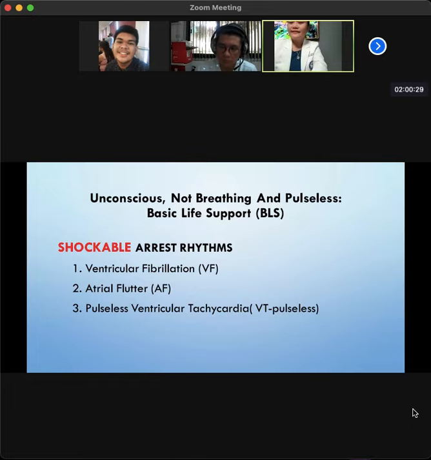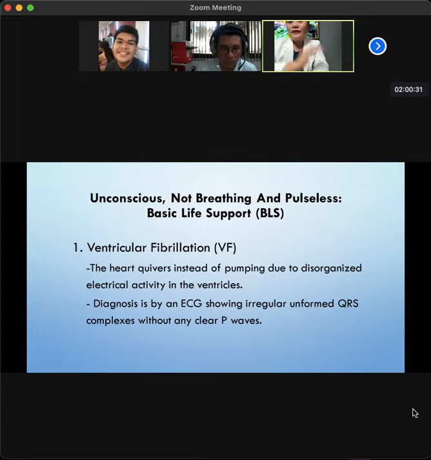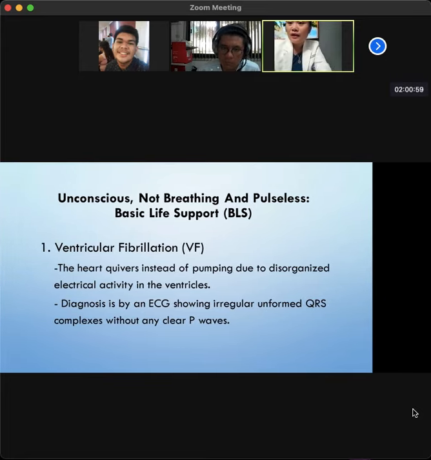Okay? So first, for the ventricular fibrillation, the heart quivers instead of pumping due to disorganized electrical activity in the ventricles. The diagnosis is by an ECG showing irregular unformed QRS complex without any clear P waves. Okay? So, through ECG talaga. So, hindi mo pwedeng i-diagnose via kapakapa lang. Kailangan mo ng ECG monitor talaga para ma-check mo kung shockable ka ba or not.